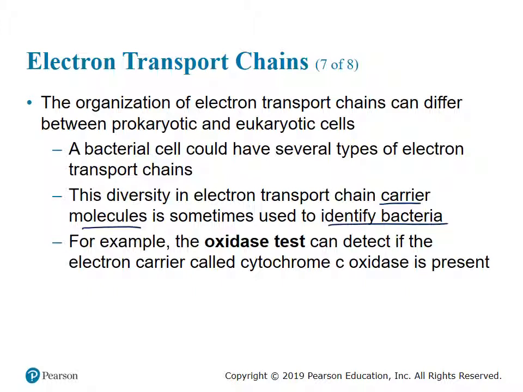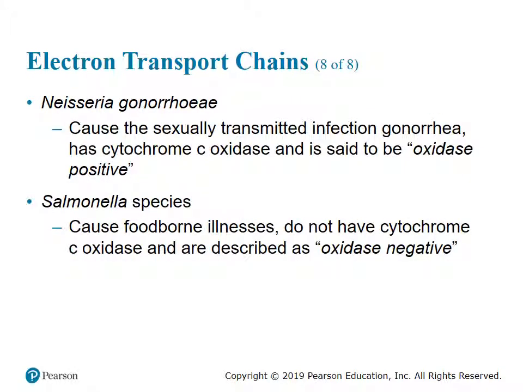One test we're going to look at in this course is the oxidase test. We can use this test to identify if a particular organism has an electron carrier called cytochrome C. If cytochrome C oxidase, the enzyme used for this process, is present, the oxidase test can detect it, and thereby we can figure out what the organism might be.